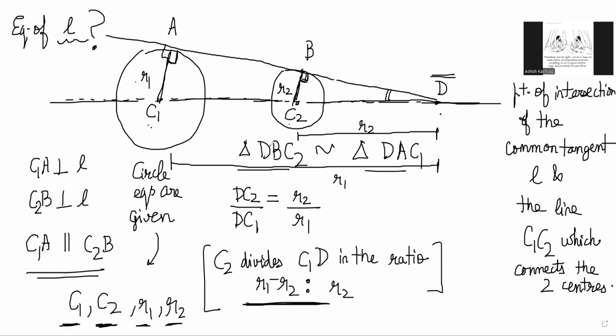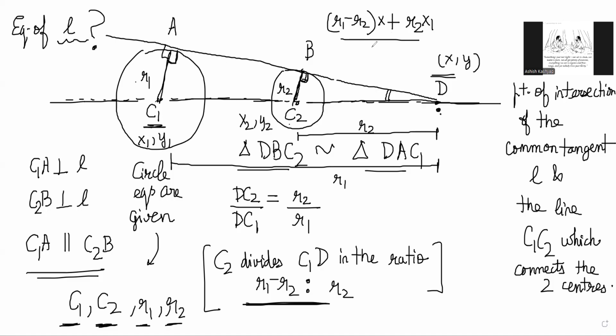Right. Because I know the location of C1, x1, y1, and the location of C2, x2, y2, I can find the coordinates of D. What I will do is use the section formula. I will say the ratio is R1 minus R2 is to R2. So I will say, letting D be x comma y, R1 minus R2 multiplied by x plus R2 times x1, divided by the sum R1 minus R2 plus R2, which is R1, should be equal to x2. So notice this equation gives us the value of x because everything is known here. x1 is known, x2 is known, R1 and R2 are known. So this equation gives us the location of x. Similarly, I can do the same section formula and get the y coordinate also.